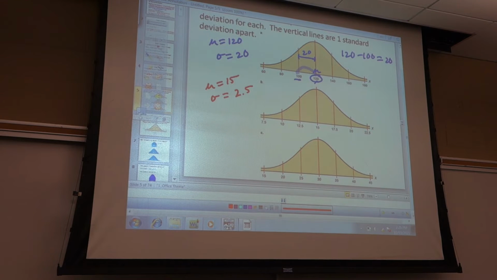10 seconds on your own. See if you can do it on your own without talking to your neighbors. And then check with your neighbors. All right, Tommy, what did you folks get for the mean? 30, and the standard deviation was 5. Great.